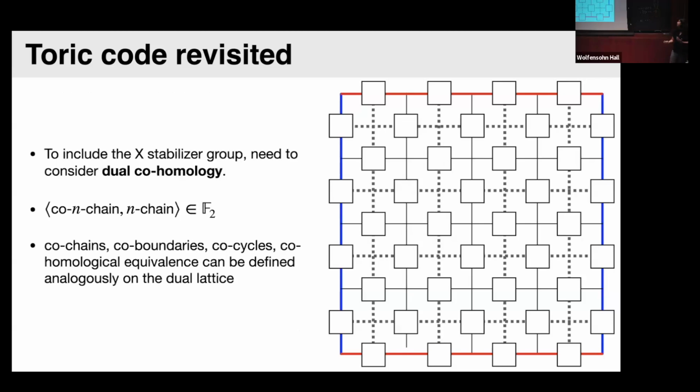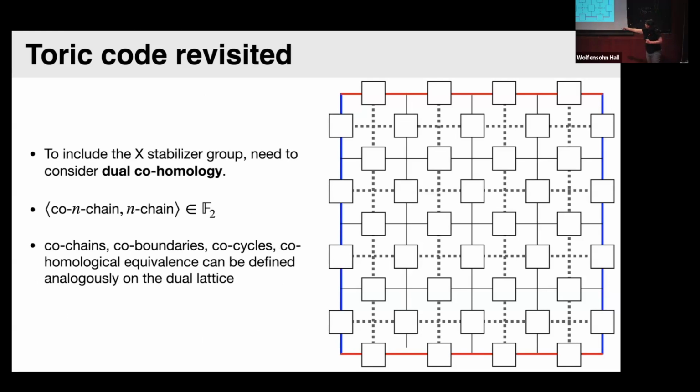Well, to do that, you just look at this dual cohomology, okay? So basically, cohomology is to homology like bras are to kets. If you take a vector from the cohomology group and you act on it with a vector from the homology group, you get back a number, okay? So if you take a co-n chain, and this is like a kind of inner product between a co-n chain and an n chain, then you should get F2.